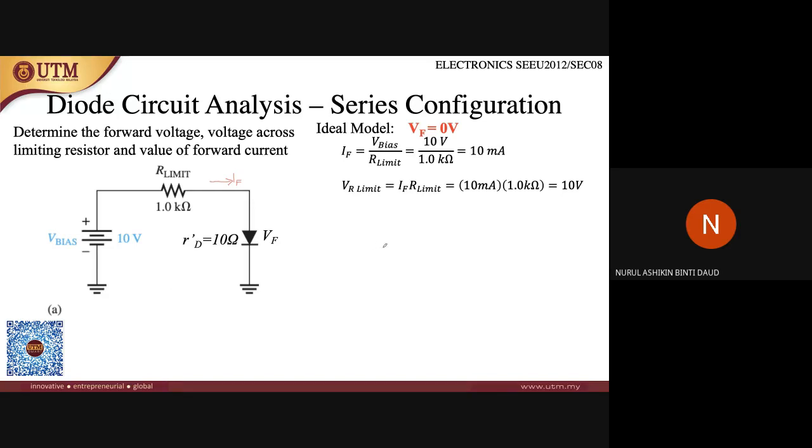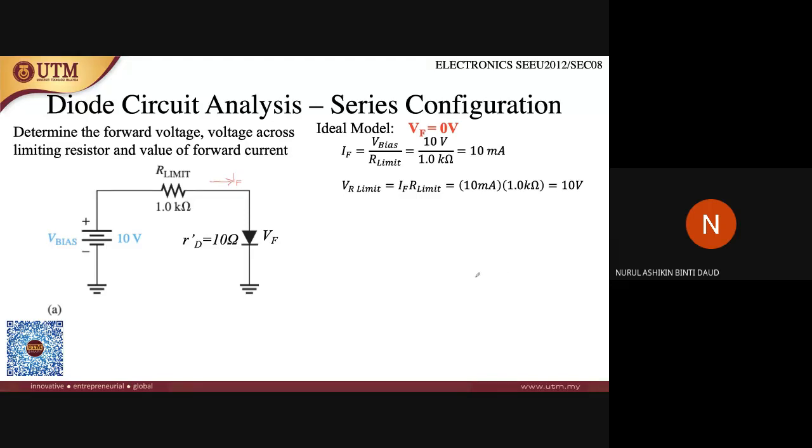Okay, so IF is equal to V bias, which is 10 volts, since there is no voltage drop of the diode in this circuit. So it means that 10 volts divided by R limit, the load resistance value, which is 1 kilo ohm. So you will get an IF value of 10 milliampere. So if you want to calculate the voltage for the resistance, it is 10 milliampere times 1.0 kilo ohm. So you will get 10 volts, right?